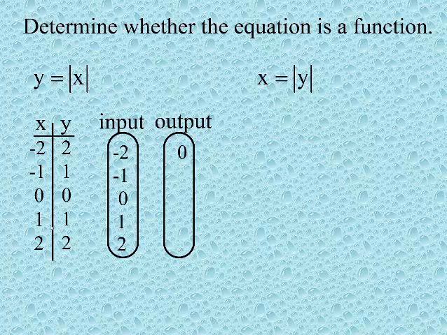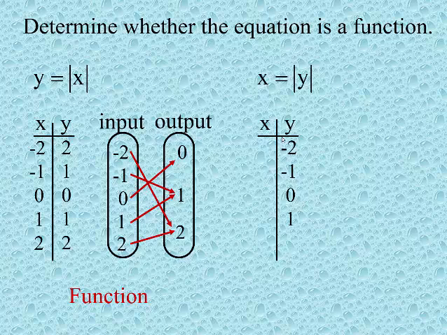Well, look at the input to the output. Does each x have only one arrow going away from it? Yes, it is a function. So even though -1 goes to 1 and 1 goes to 1, different x values can go to the same y value. That's okay, but it can't happen the other way around.